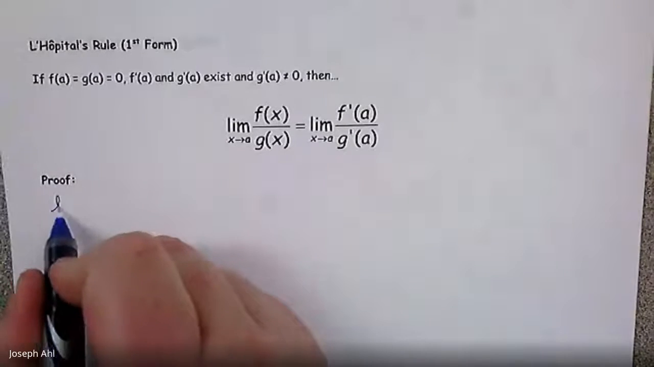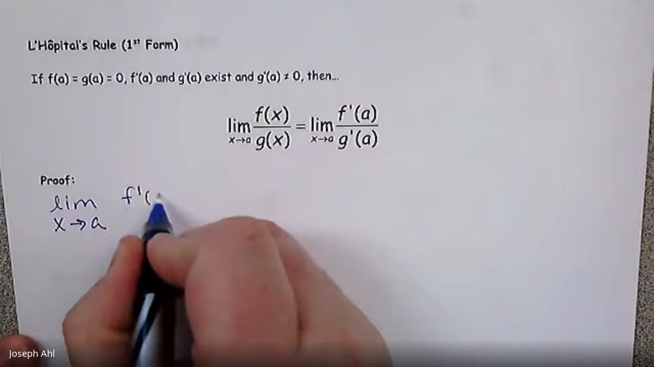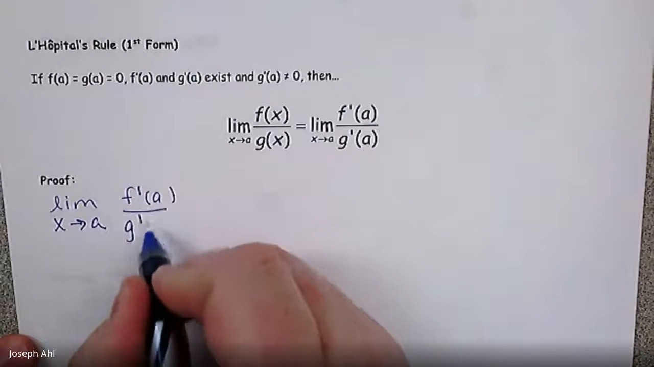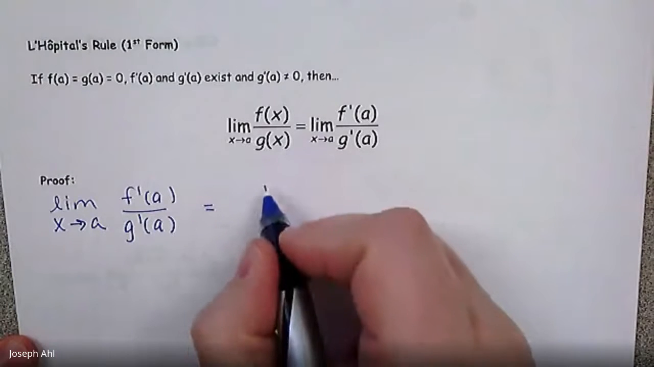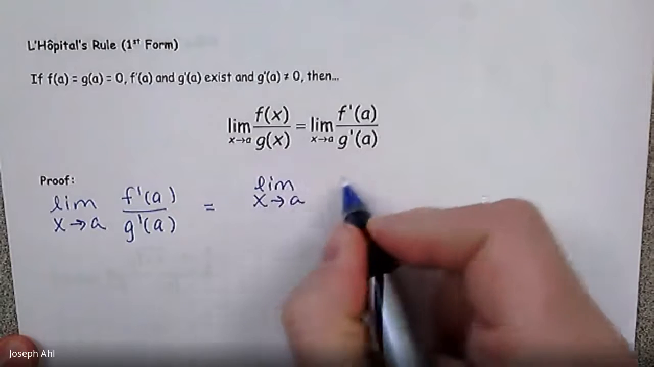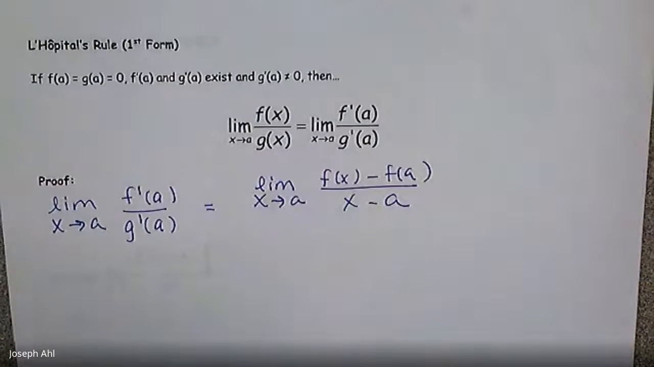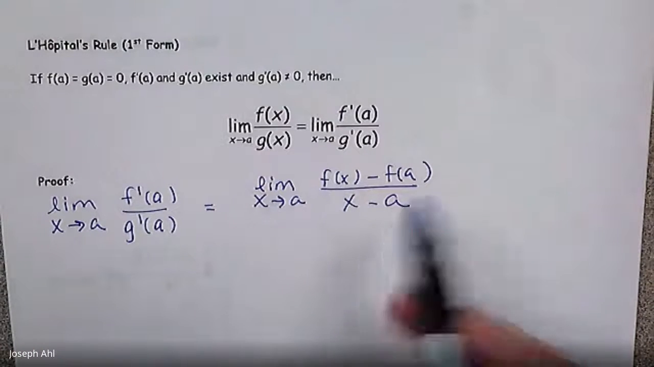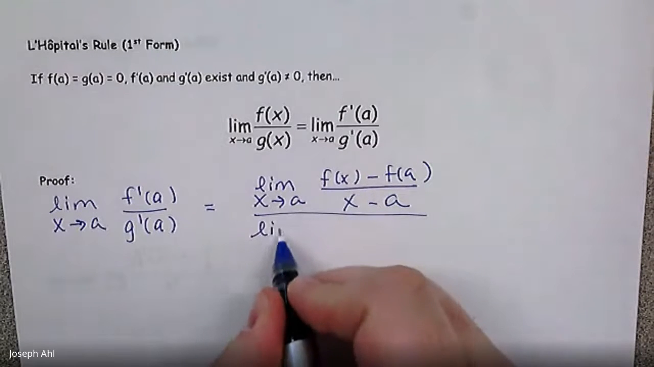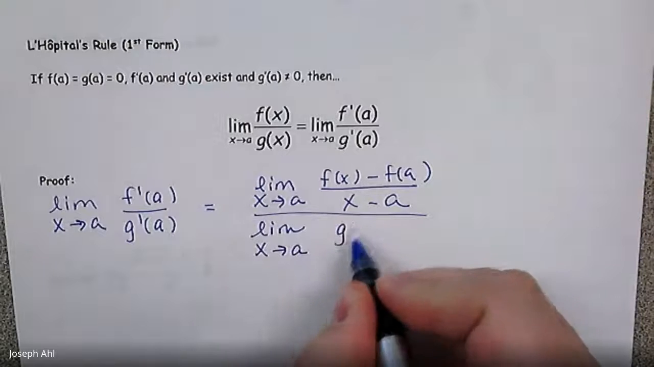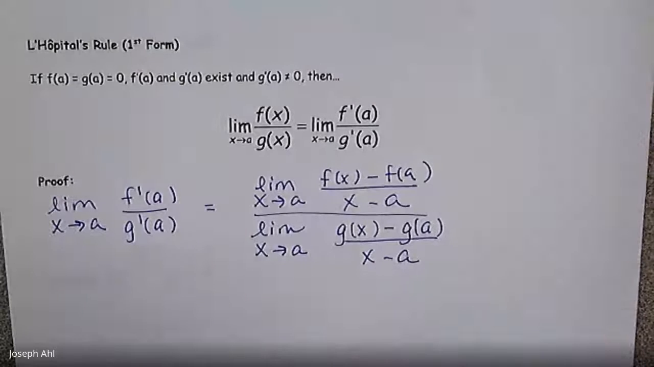So the limit as x goes to a. Let's talk about the statement right here. The limit as x goes to a of f prime of a over g prime of a, according to the definition of derivative, would be the following. Well, the top, by the definition of derivative, would be the limit as x approaches a of f of x minus f of a over x minus a. All right, so this would be the slope of a secant line, but as x approaches a, we're approaching the slope of the tangent line. And similarly, in the denominator, you get the limit as x approaches a of g of x minus g of a over x minus a.